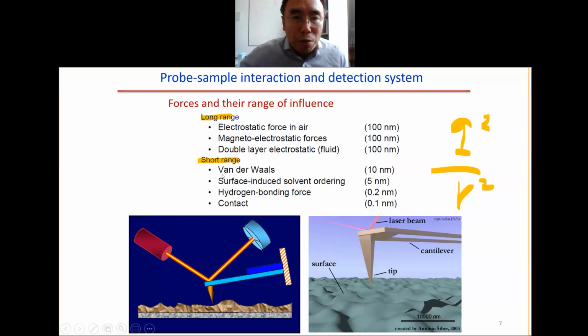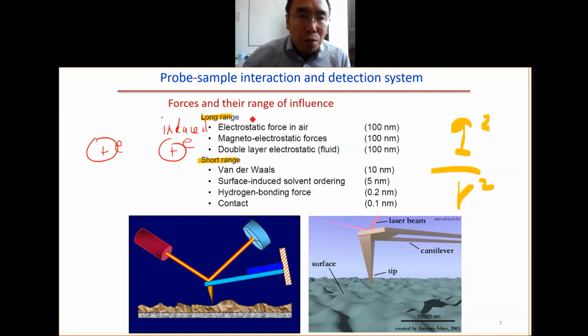For the short-range force, we have the van der Waals force, about 10 nanometers. Surface-induced solvent ordering, this is not so clear, 5 nanometers. Hydrogen bond, 0.2 nanometer. Contact. So we know that for the van der Waals force, normally it is the attractive force. This is because of the induced dipole. At any moment, if you have one atom here, you have another atom here. For example, at this moment the electron is at this position. Then because of the Coulomb force, the other charge will be something like this.